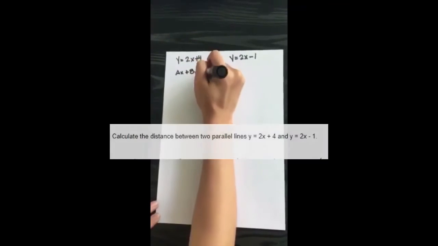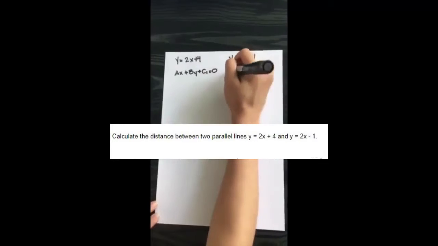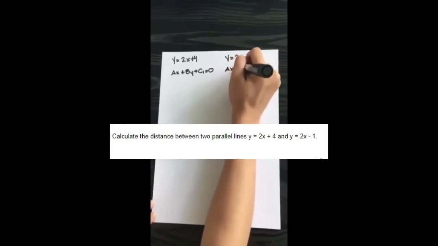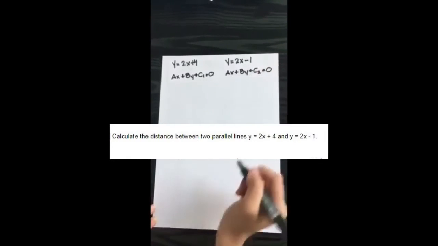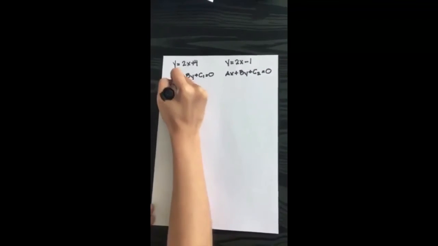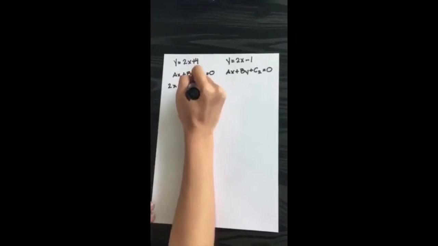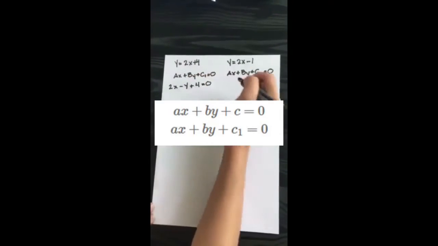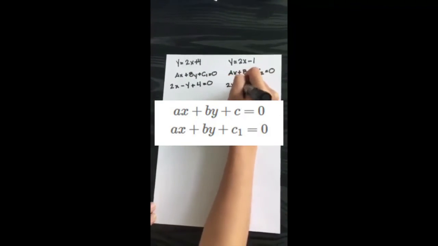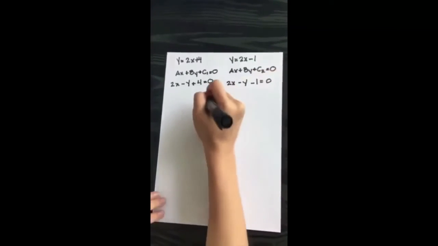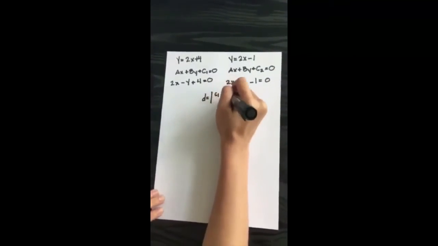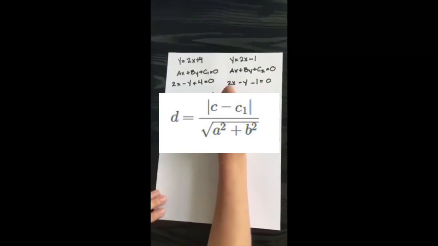So for this example, we have the two equations of the lines y equals 2x plus 4 and y equals 2x minus 1. We first change its form to its general form ax plus by plus c equals 0. We then substitute the values of the variables in the formula.